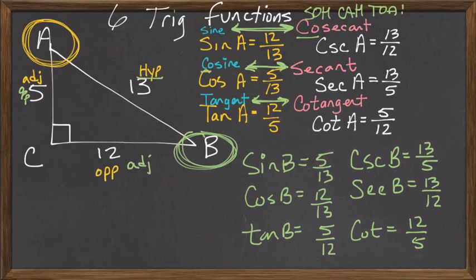Cosecant, or CSC of B, is hypotenuse over opposite, which is 13 over 5. Secant is hypotenuse over adjacent, which is 13 over 12. And then cotangent of angle B is adjacent over opposite, which is 12 over 5. All right? So that is the basics and the rundown of it. Obviously, it can get a little more complicated, but this is the introduction video to the 6 trig functions.